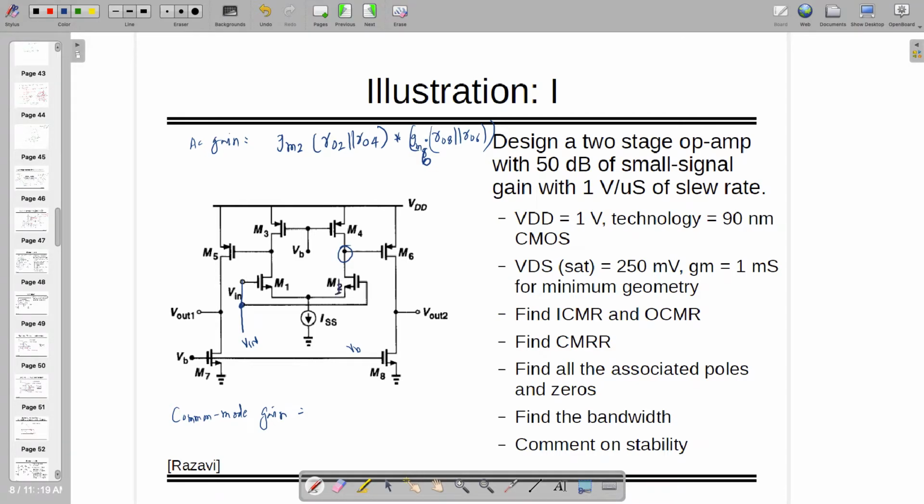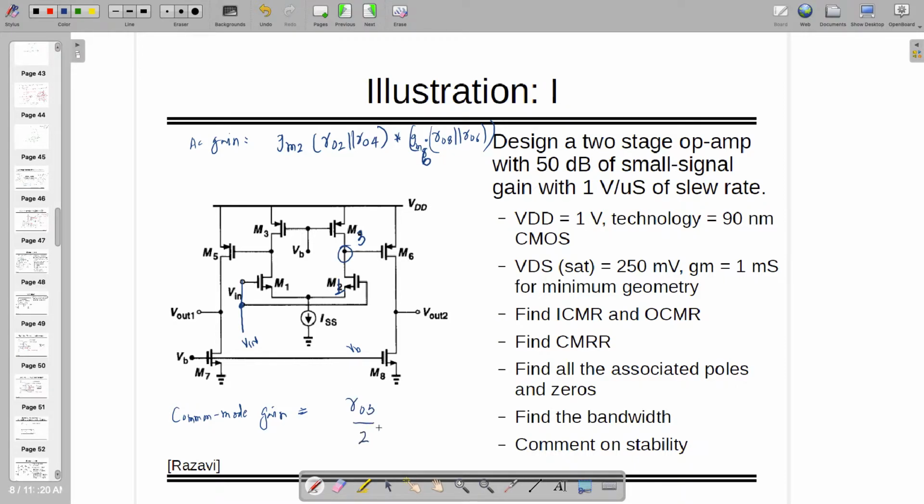By the way, let's call this one M1 and this one M3. And the resistance offered by this one is some RSS or RO1, whatever you like, you can call it. So tell me. Amit, right? So what is the common mode gain? Are you confident? You remember how to do it or no? So tell me the correct answer.